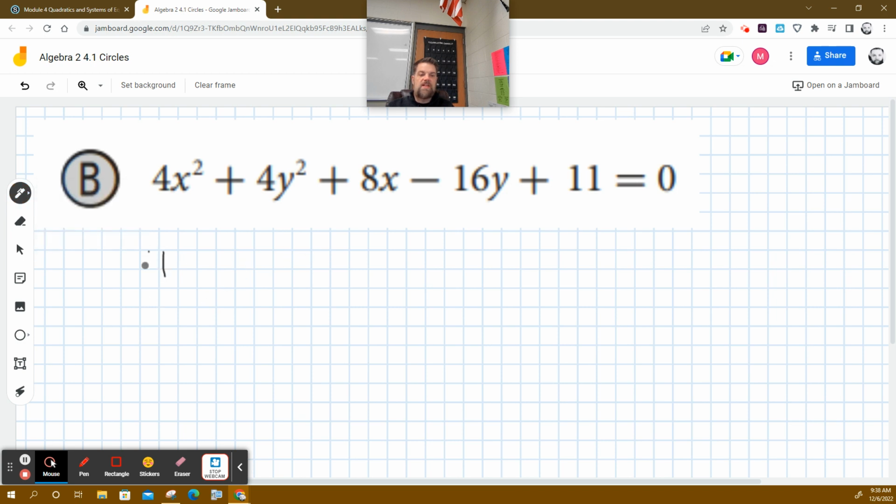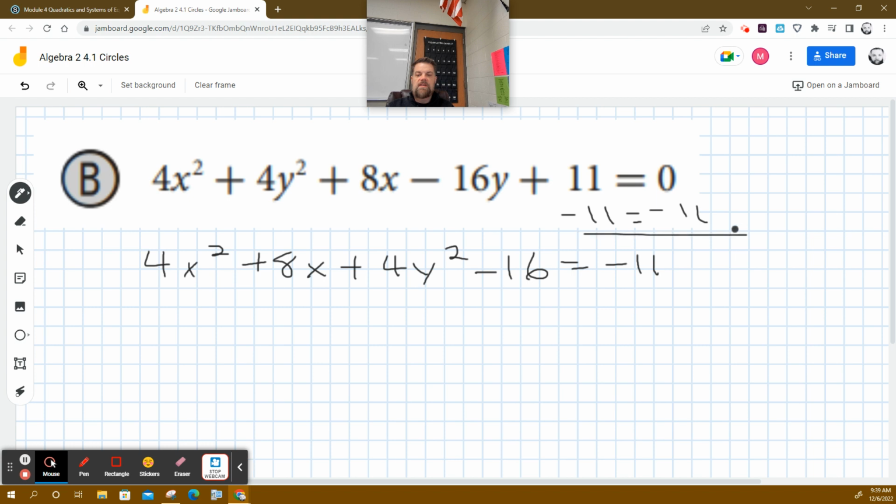So this whole thing, and I think if I write it down like this, I'm going to do two things at once. I'm going to group the x's together, and then I'm going to group the y's together. And then you guys both know that if I subtract 11 from both sides, I get a negative 11 over here, right?